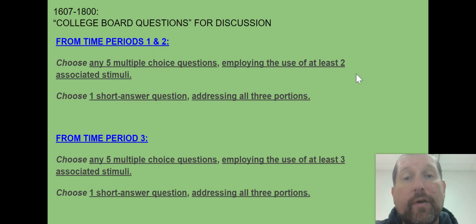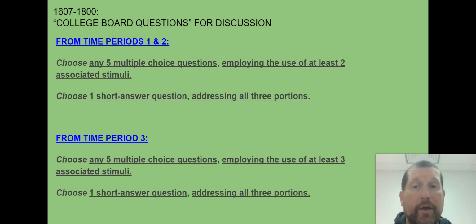You have to choose 5 multiple choice questions, okay? And for time periods 1 and 2, use at least 2 questions that have stimuli. For time period 3, you're choosing another 5 questions, and you're using at least 3 questions that come with stimuli. For each section, you're choosing 1 short answer question, and you're addressing all 3 portions. Rather than writing about it, you're talking about it. You're doing the same for time period 3. So here you go, right?